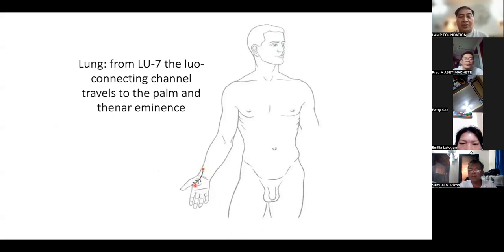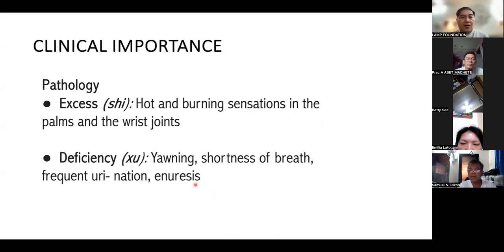What is the importance of knowing the LU luo channel? Again, this has to do with pathology, between excess and deficiency. In excess, with involvement of the luo channel, remember where the luo channel is, at the wrist. In the palms and wrist there will be hot and burning sensations in the palm and wrist joints. In deficiency, there is yawning, shortness of breath, frequent urination, and enuresis.